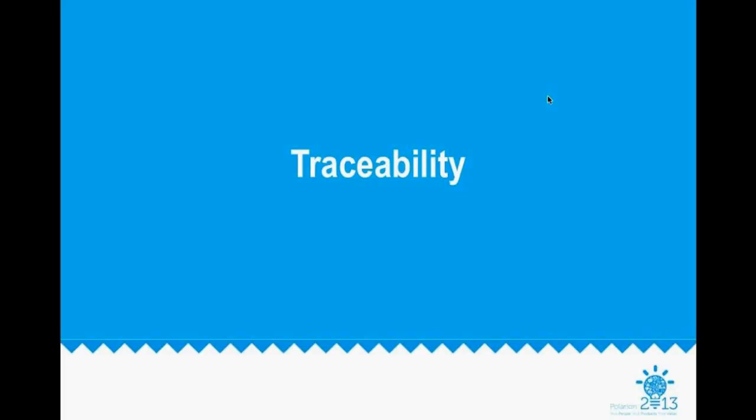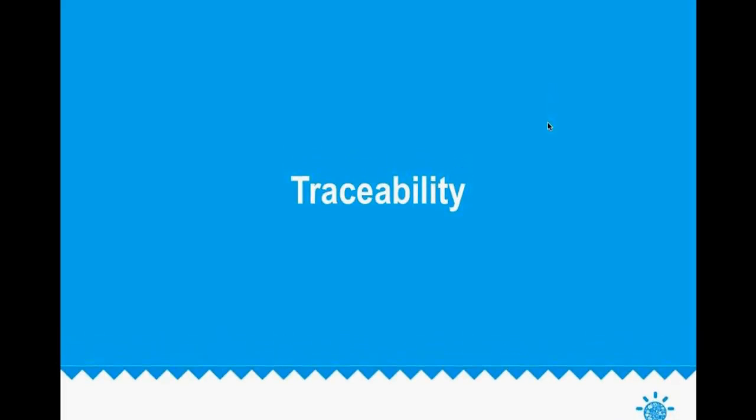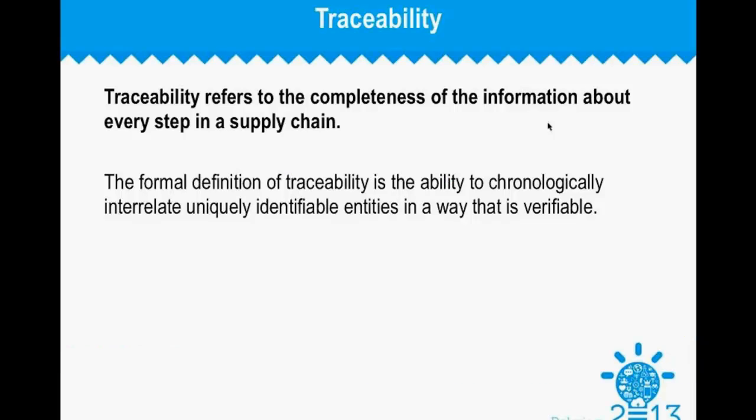Traceability. Before we really start presenting the actual connector, let me mention a few words about what is a traceability and why traceability is so important. So first, what is traceability? And I like this definition of traceability that says that traceability refers to the completeness of the information about every step in the supply chain. So the definition of traceability is the ability to chronologically interrelate uniquely identifiable entities in a way that is verifiable.